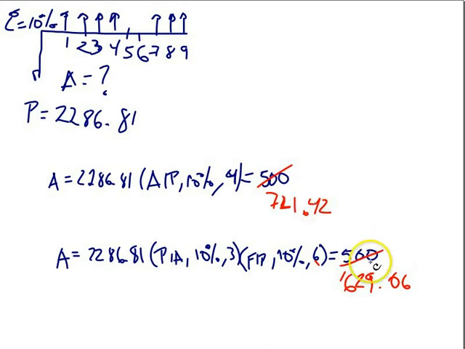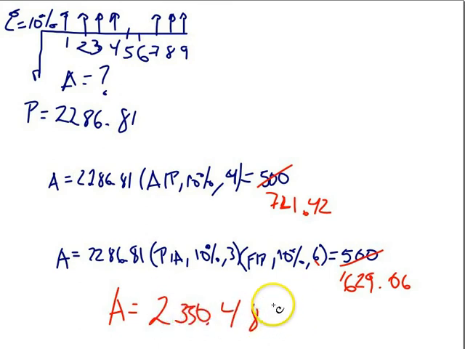To make things even worse, they say, well, it cannot be only 721, because that takes care of the first part completely, and then we have 1,629.06. So I'm going to add these two together, and then my complete answer is going to be the annuity is $2,350.48. Now, of course, this answer is wrong, because the right answer should have been 500.